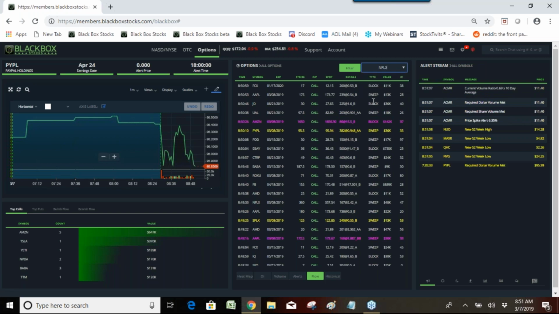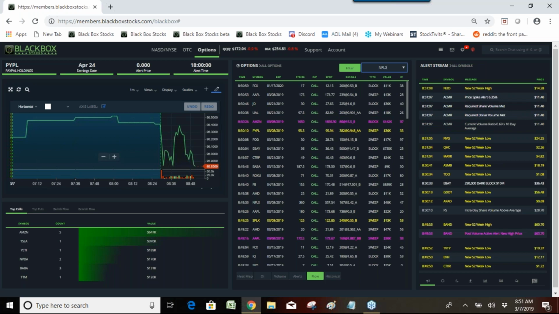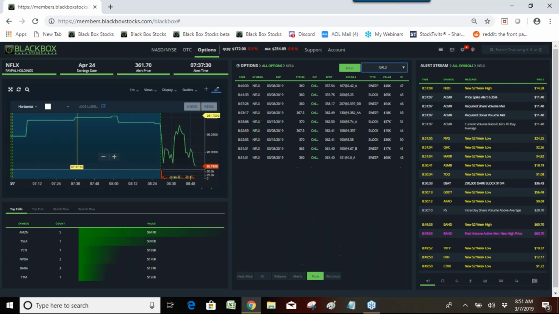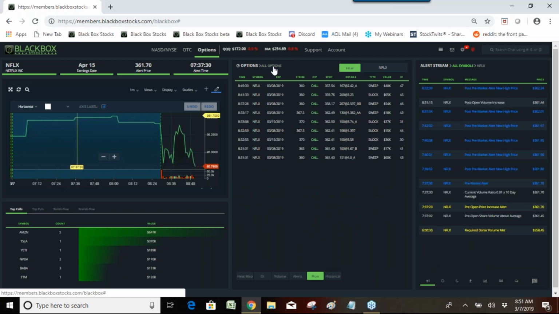I'm going to go back to my Netflix chart. This is how I use the system all day, guys and gals. I don't know if it's helpful to you, but this is how I do it. This is how I can watch my stocks and watch my options at the same time.